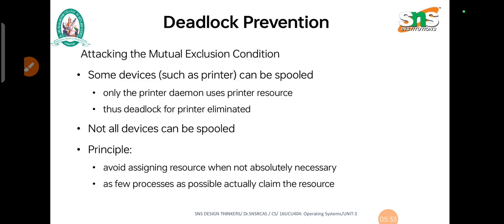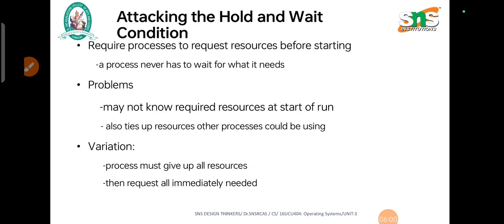Next is deadlock prevention, attacking the mutual exclusion condition. In the mutual exclusion condition, some devices like printers can be spooled. Only the printer daemon uses the printer resource. Thus, deadlock for the printer is eliminated. We cannot spool all types of devices. So the principle in deadlock prevention is to avoid assigning a resource when not absolutely necessary, and as few processes as possible actually claim the resource.